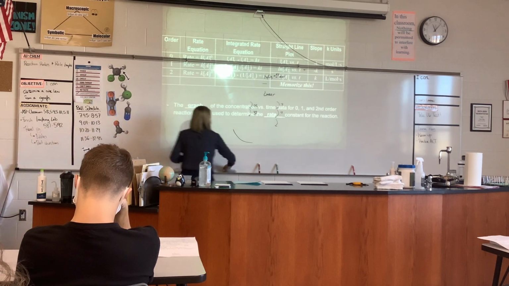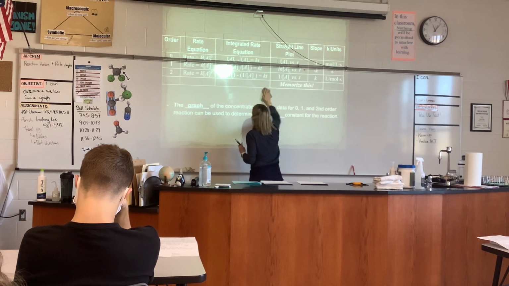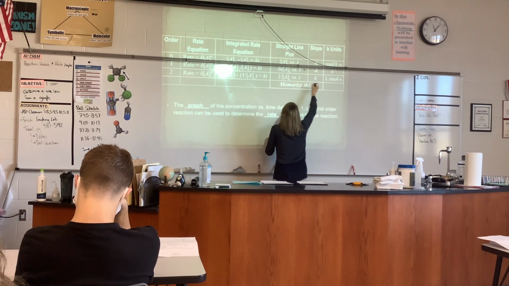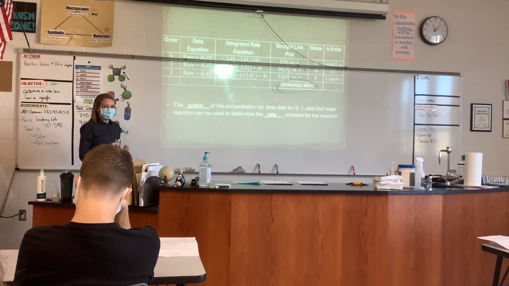So this right here is the relationship that you need to have memorized for the AP test, because they don't give it to you. So circle that on your paper, star it, memorize this, whatever you need.